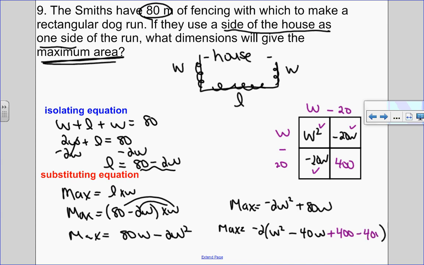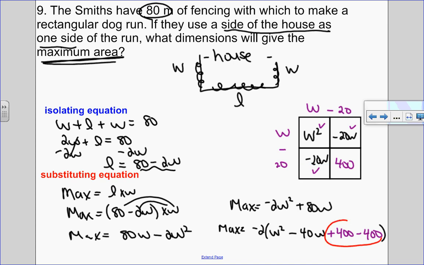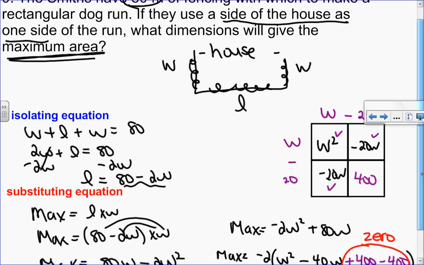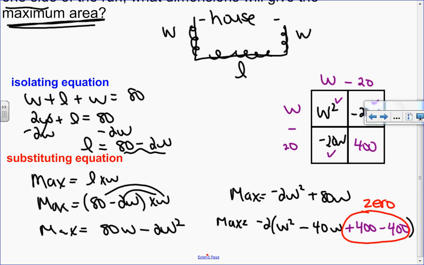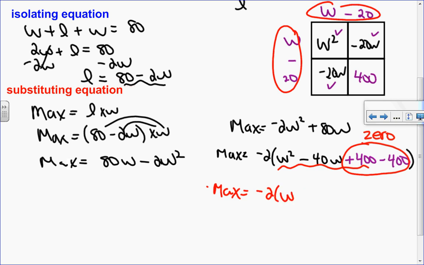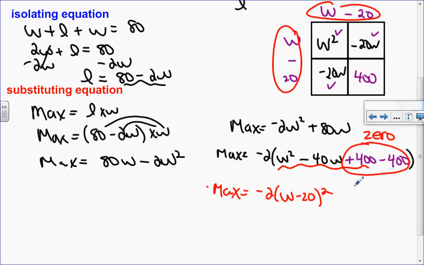So I will add 400, and I will also subtract 400, because 400 take away 400 is 0. You can add 0 to any expression without changing its value. Let's make this a little bit bigger. Okay, so let's finish this off now. I now have a perfect square trinomial right here, and I know it factors as w minus 20 times w minus 20. So that means that my maximum is negative 2 times w minus 20 squared. But I do have that negative 400 inside the brackets that I have to contend with.